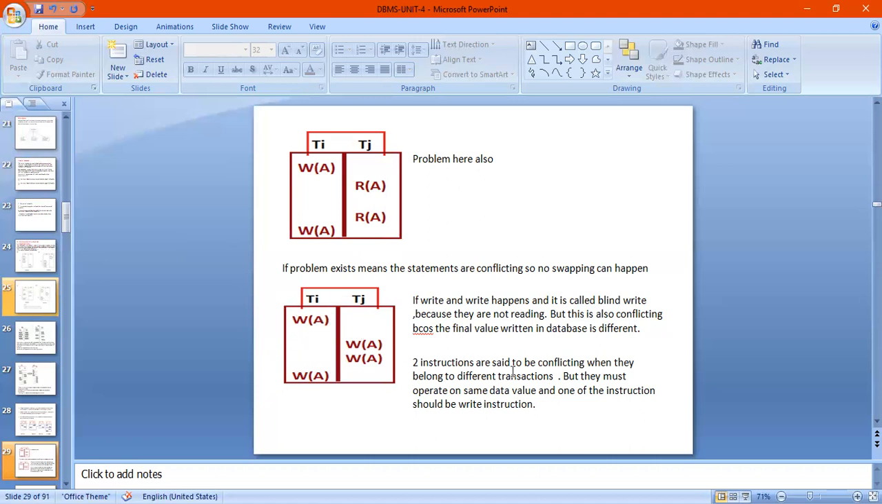writing. Instructions are said to be conflicting when they belong to different transactions, but they must operate on the same data value, and one of the instructions should be a write instruction.